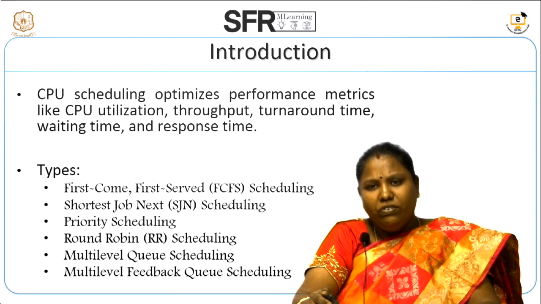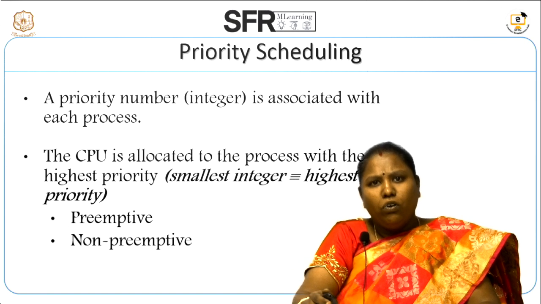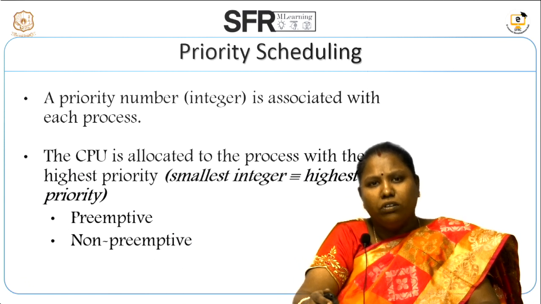First we will see what the priority scheduling algorithm is. In the priority scheduling algorithm, a priority is assigned to each process, and the CPU is allocated to the process which has the highest priority. The smallest integer means highest priority. There are two types of priority scheduling algorithms: preemptive and non-preemptive.